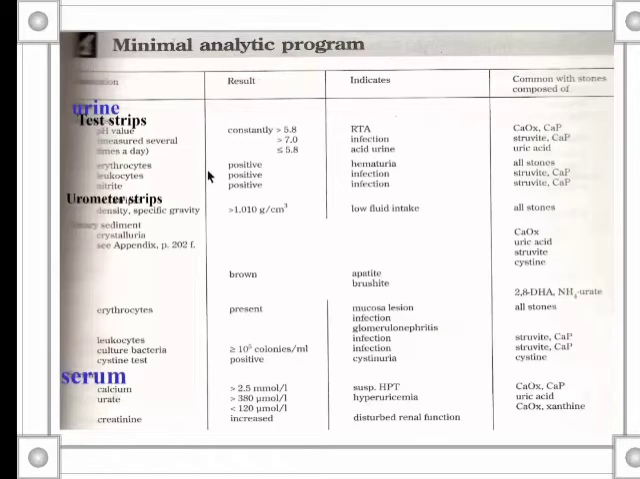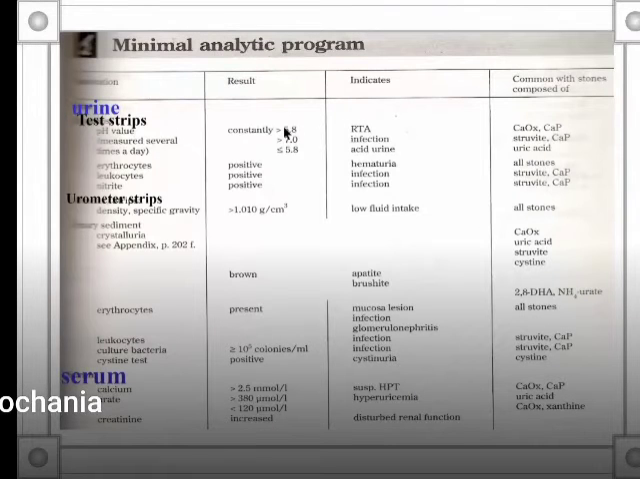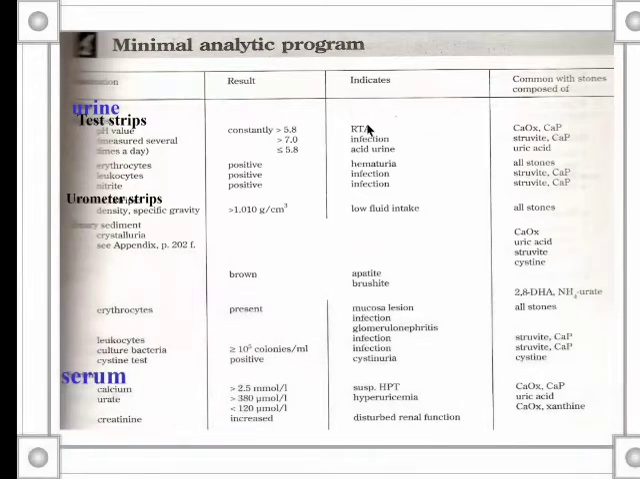So the minimum analytical program in a patient with urinary stones is to find out what the pH is. So you repeat this pH. If the patient constantly has more than 5.8, then it can be renal tubular acidosis, and the patient may have calcium oxalate or calcium phosphate stones.